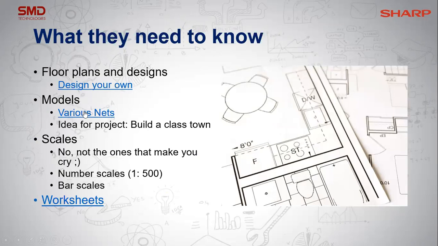Then they also need to be able to draw models and to deal with 3D models. So we're talking about a cereal box or a container and so on. This link here to various nets gives you all the different shapes for cubes, for cones, for rectangles, all of those things. So you can just click on there and pick whichever net you want to do. I thought it would be such a fun project to build a class town.